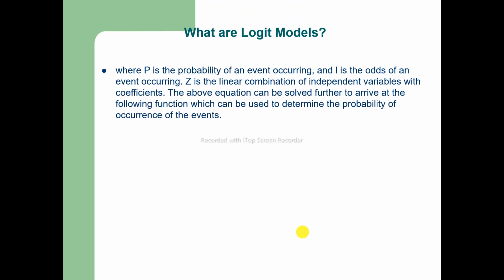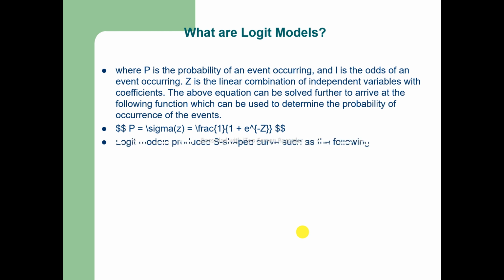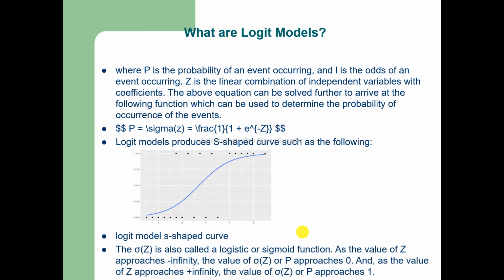When P is the probability of an event occurring and I is the odds of an event occurring, then Z is the linear combination of independent variables with coefficients. The above equation can be solved further to arrive at the following function, which can be used to determine the probability of occurrence of the event, and that is given by this function. So Logit models produce S-shaped curves such as the following, and this is the form of the Logit model's S-shaped curve.